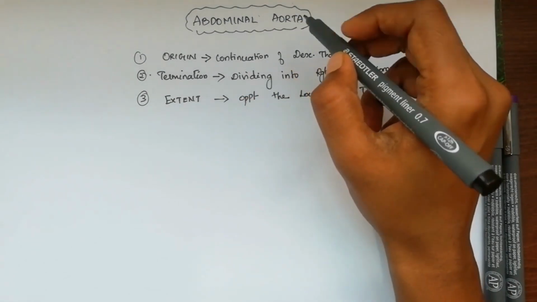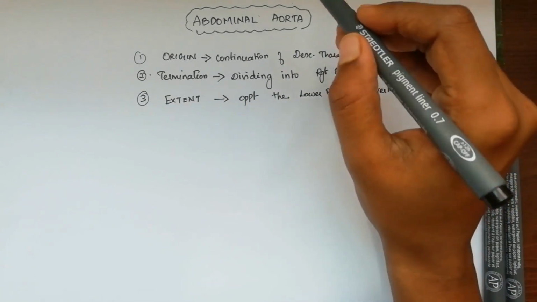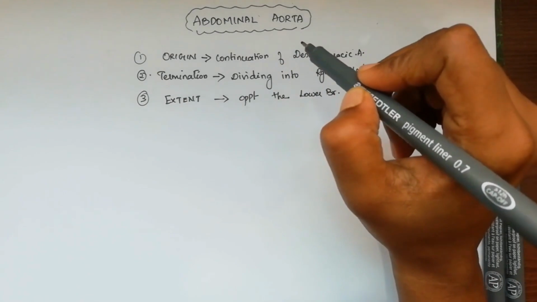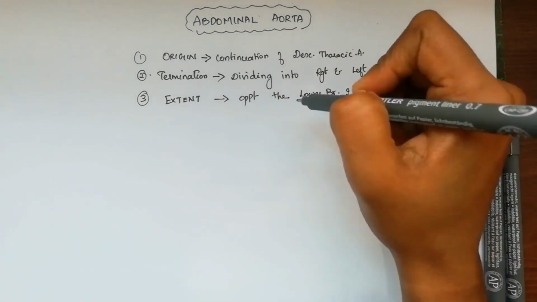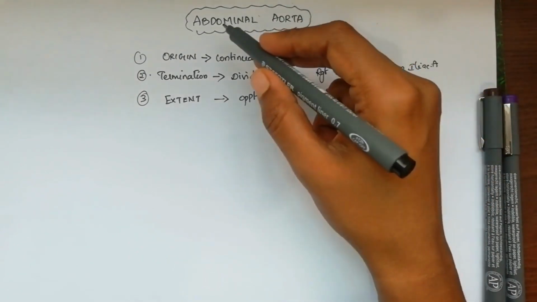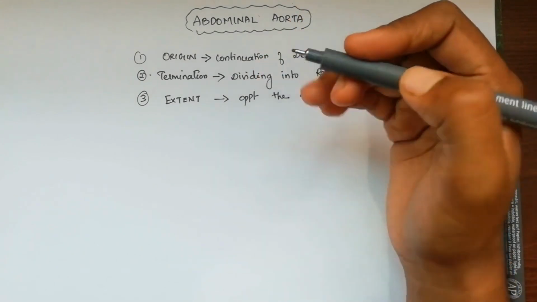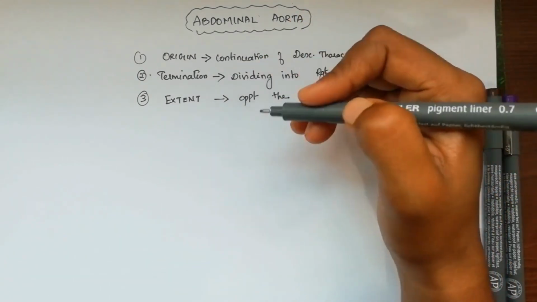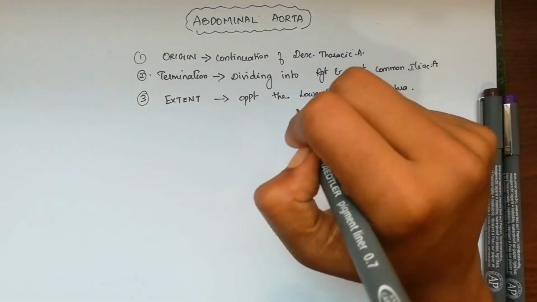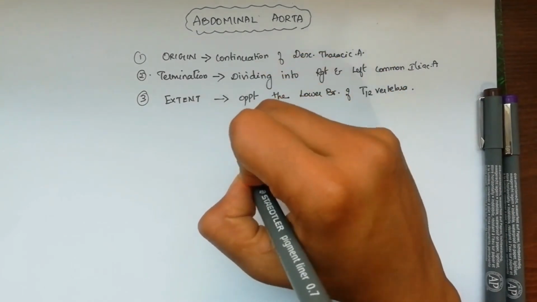Aorta, as you already know, is an important vessel in our human body which has its origin in the thoracic region, and then extends downwards into the abdominal part. The part of the aorta in the abdomen we call the abdominal aorta, and just above the pelvic region it terminates by dividing into 2 important branches. So first we will see the origin of this abdominal aorta.